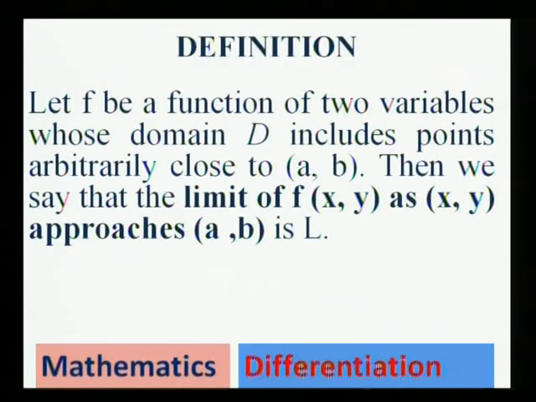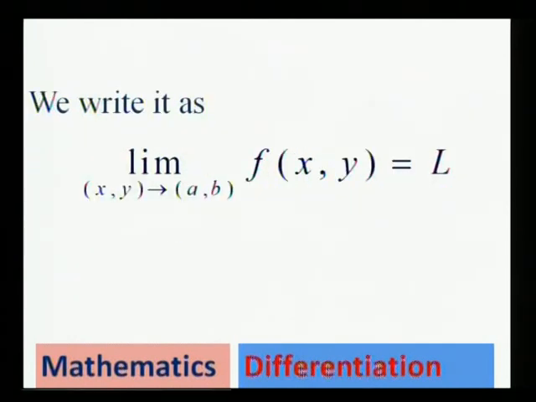Now let us define a function f of two variables whose domain D includes points arbitrarily close to (a, b). Here, close to (a, b) means we are taking a neighborhood of the point (a, b). Then we say that the limit of f(x, y) as (x, y) approaches (a, b) is L. In symbols we write this as the limit of f(x, y) equal to L as (x, y) tends to (a, b).